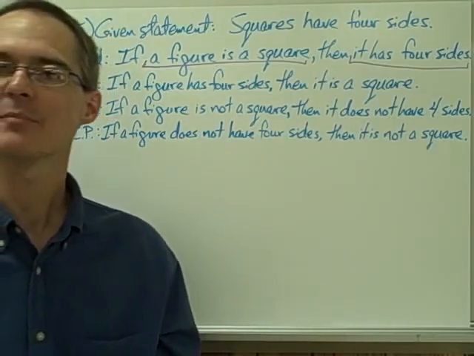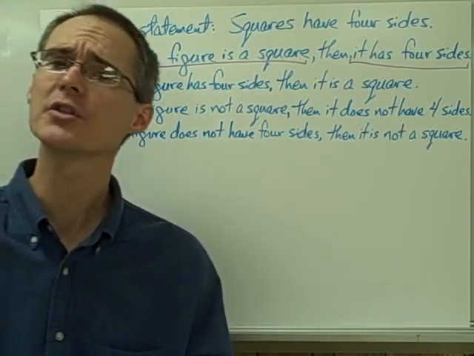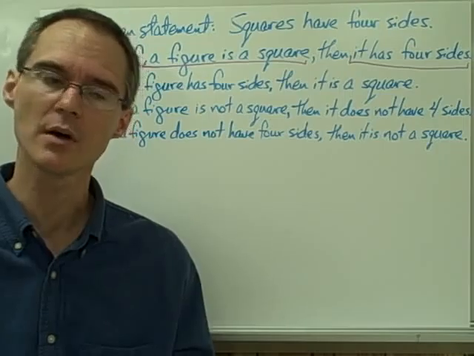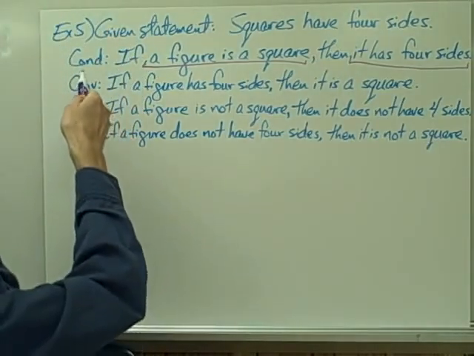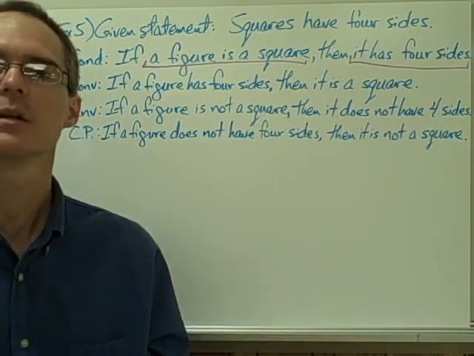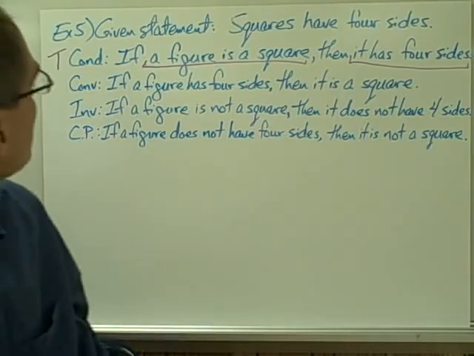So now again, I have my four statements, my conditional, converse, inverse, and contrapositive. I want to determine the truth value of each one of these statements. Are they true or are they false? Let's start with the conditional. If a figure is a square, then it has four sides. That's true. All squares must have four sides.